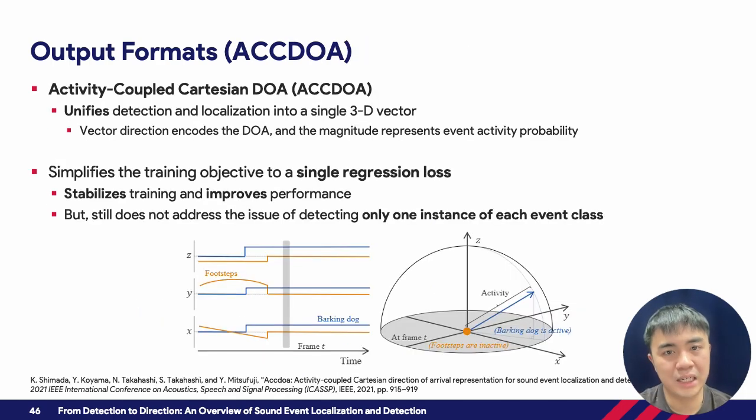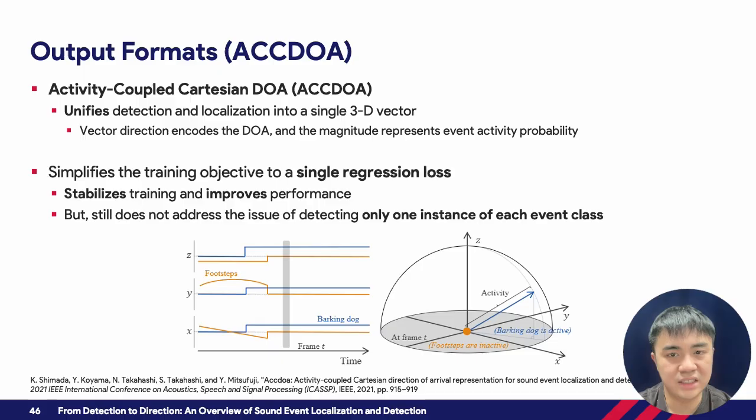Now, to solve that multitask learning problem, the ACCDOA format was introduced. It stands for Activity-Coupled Cartesian Direction of Arrival, and is a rather elegant solution. It unifies both detection and localization into a single three-dimensional vector for each class. So here's how it works. The direction of the vector encodes the three-dimensional Cartesian DOA, and the magnitude, or length, of the vector represents the event's activity probability. As the diagram shows here, an inactive event, like footsteps, is thus a zero vector, while an active event, such as the barking dog, is a vector pointing to the source with a magnitude of 1.